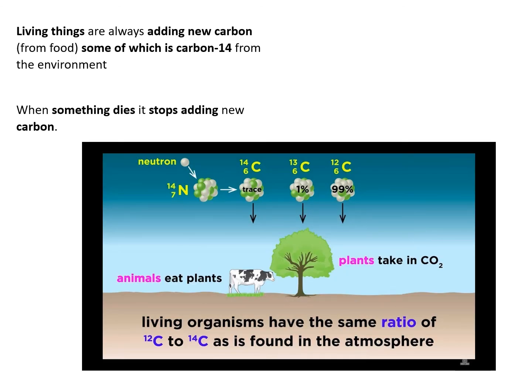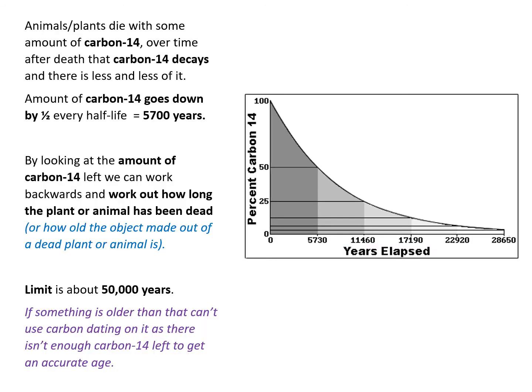Living things are always adding new carbon to them from food and the environment. Some of that carbon they take in is the radioactive isotope carbon 14. But when something dies, it stops adding new carbon. So when it dies, it has a fixed amount of carbon 14. That means the amount of carbon 14 in the remains of an animal or a plant is going to decay over time because it's radioactive and it turns into nitrogen. The half-life of carbon 14 is 5,700 years.